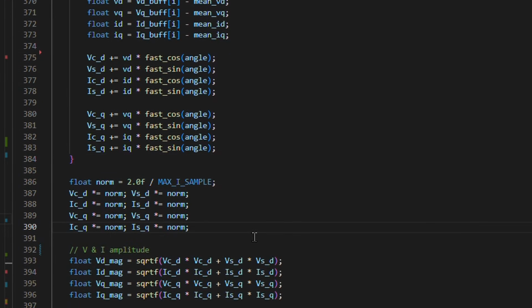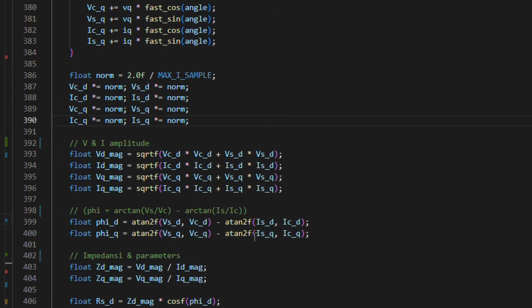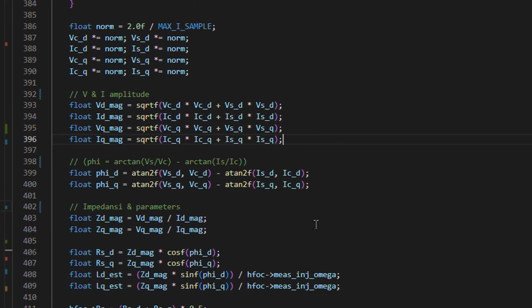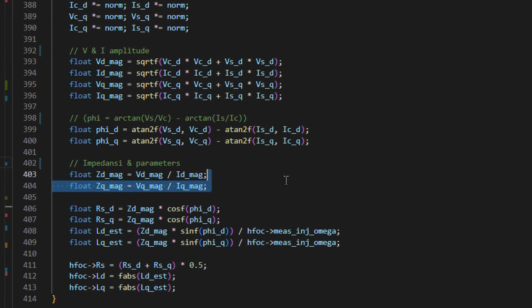From these two components, we can extract the amplitude of voltage and current, as well as their phase difference. Finally, by dividing the voltage amplitude by the current amplitude, we obtain the motor impedance. And from the phasor diagram, we can determine the values of RS, LD, and LQ.